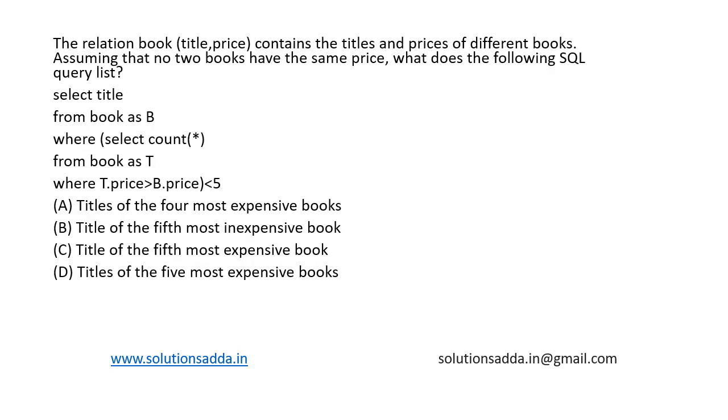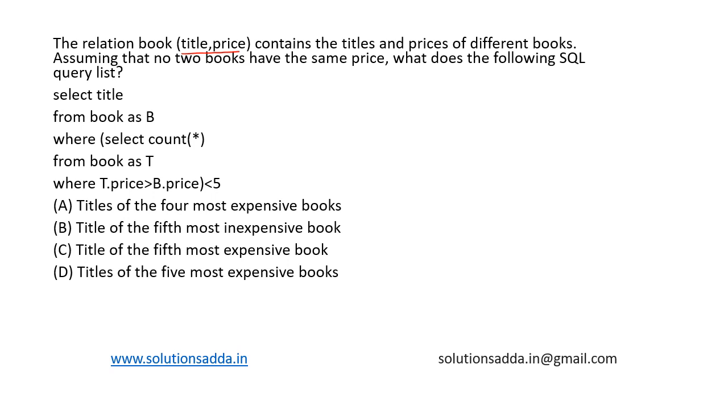This is a question from database. The relation book(title, price) contains the title and prices of different books. Assuming that no two books have the same price, what does the following SQL query return? Select title from book as B where (select count(*) from book as T where T.price > B.price) < 5.